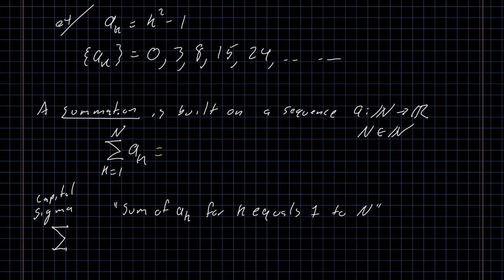Mathematically, it follows exactly what that statement says. We take k equals 1, we take k equals 2, and we keep adding these things all together until we get to a_n.